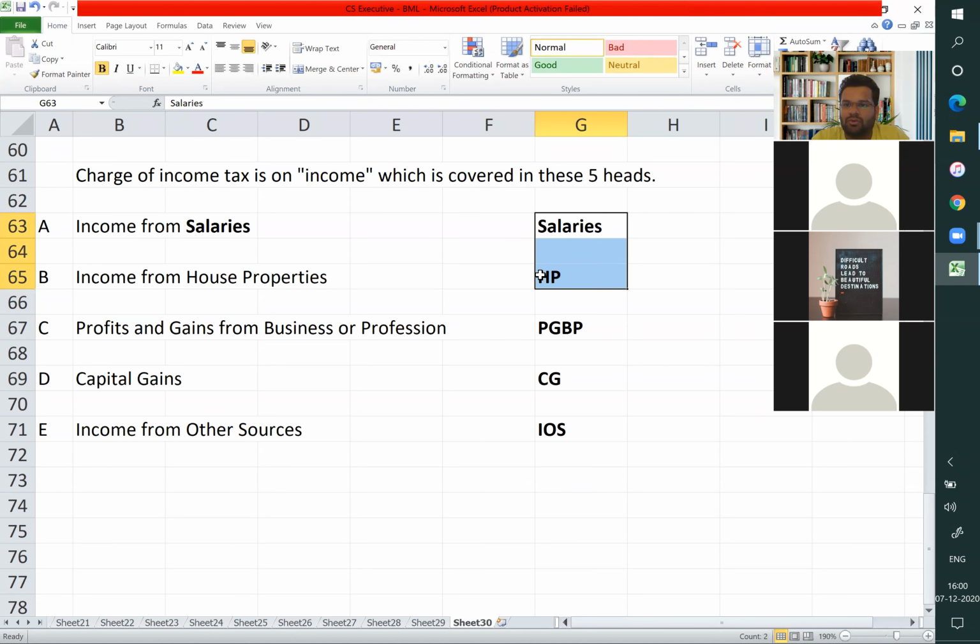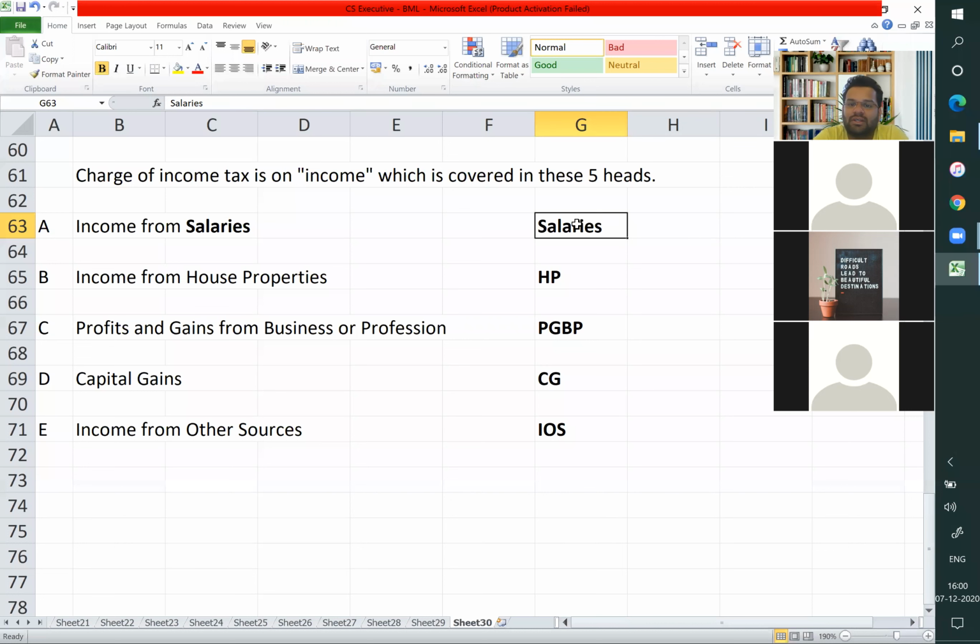Okay, so mostly individuals will have income from all 5 heads, but artificial entities, yes, yes, yes. I will go to everything, Rajeshwari, step by step. Mostly individuals may have income from all 5 heads, because an individual can be an employee. So an individual may have salary also, but can a company or partnership firm or trust or cooperative society have salary?